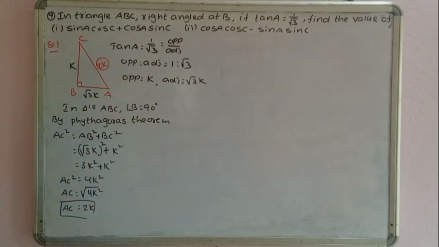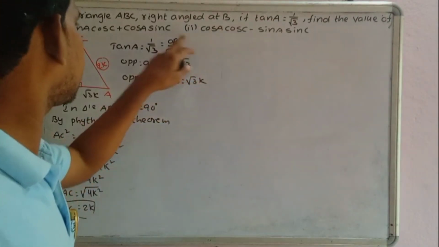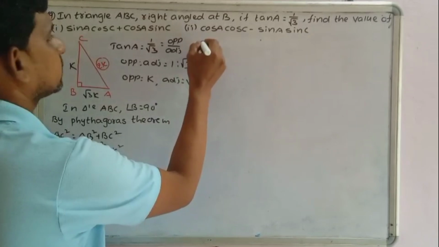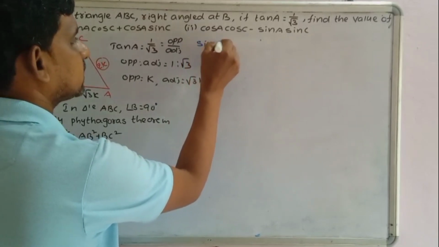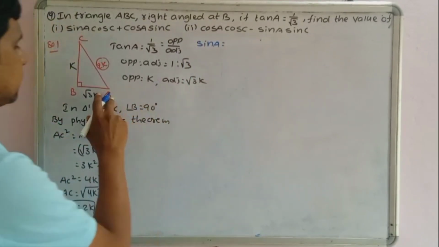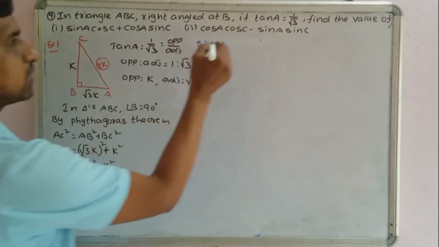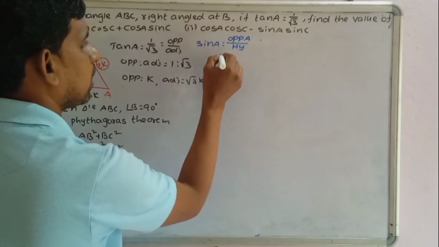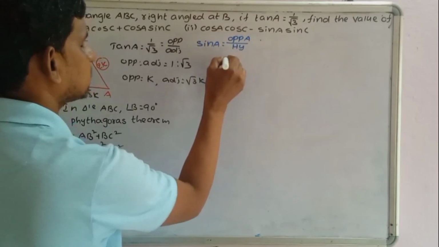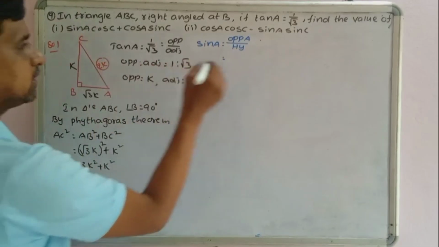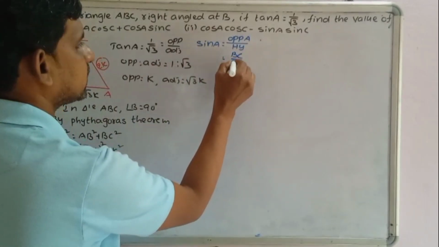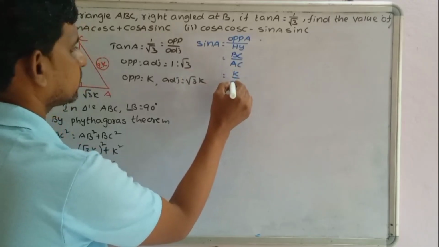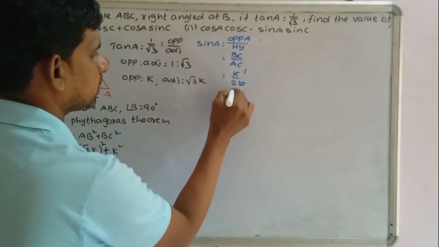Okay. Now here 4 terms are there: sin A, cos A, sin C, cos C. What is sin A? Sin A means side opposite to A by hypotenuse. Opposite A value is k, that is BC. Hypotenuse is AC. So BC is k by AC is 2k. So k cancels, 1 by 2.